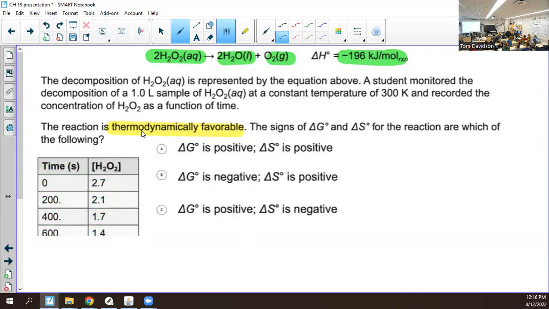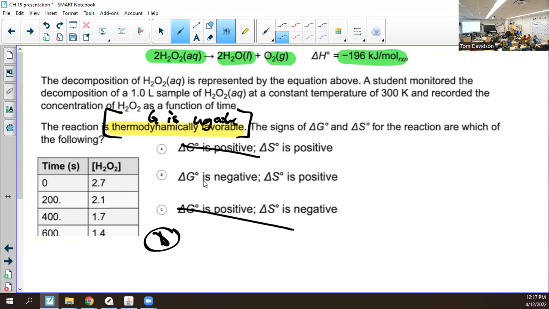Okay. So the reaction is thermodynamically favored. I highlighted that. This is actually telling you something about G. What does it mean? Negative. All right, so this is a fancy way of saying G is negative. So I can get rid of this one. There's a D, whoops, which would be the other one that says G is negative. I promise, I didn't realize I cut that without getting all the way. So these two would be gone, right?